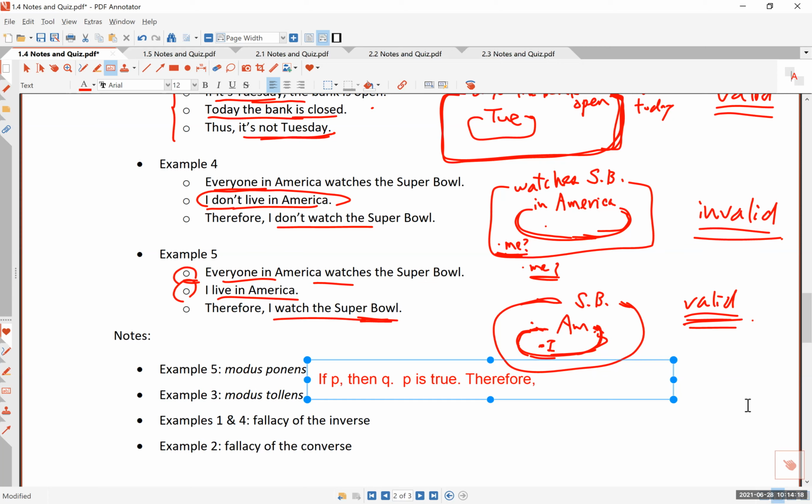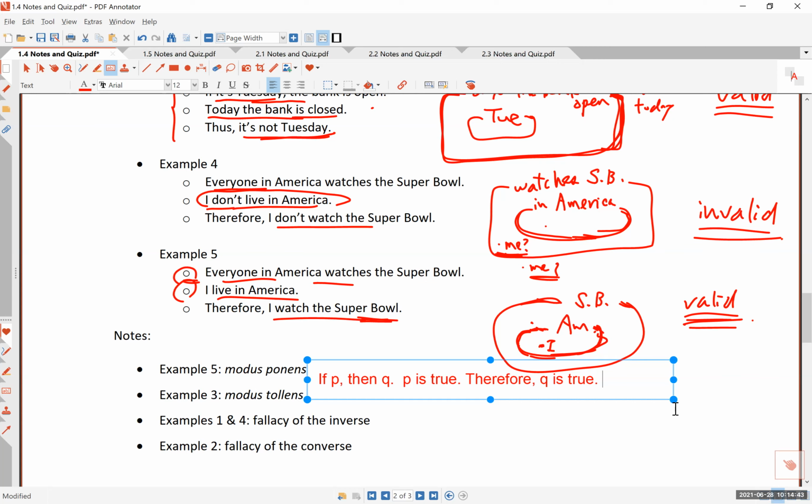Let's put it this way. If P, then Q is the first premise, and then you have established that P is true, then therefore Q is true. That turns out to be a correct statement. Just read this: if P, then Q. P is true, therefore Q is true. That's like saying, if you live in California, you live in America. You live in California, therefore you live in America. That is a true statement, right?